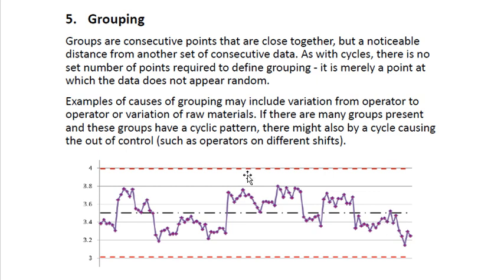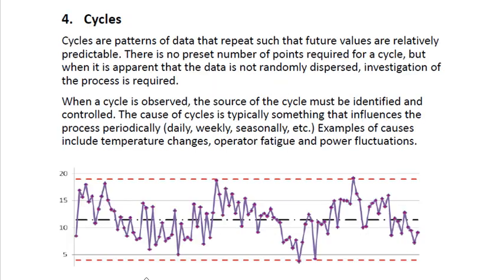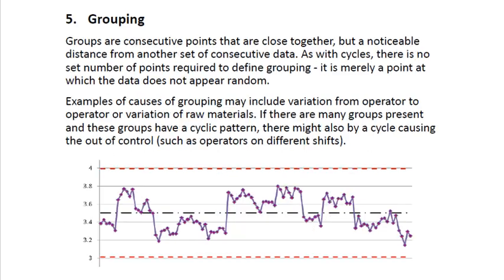For a cycle, there's no set number of points required to define it. It is merely a point at which the data does not appear random. Here you can see the cycle. The data isn't random, because there's a distinct pattern of cycle there. And here, groups are just consecutive points that are close together. See this little group, because these points are close together. This one too. So make sure that you understand how to see the cycle pattern and group patterns.